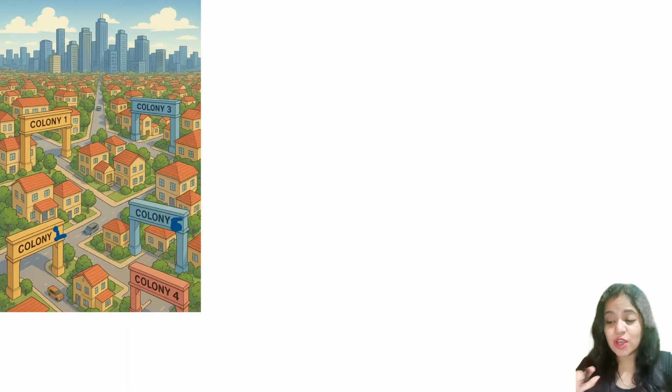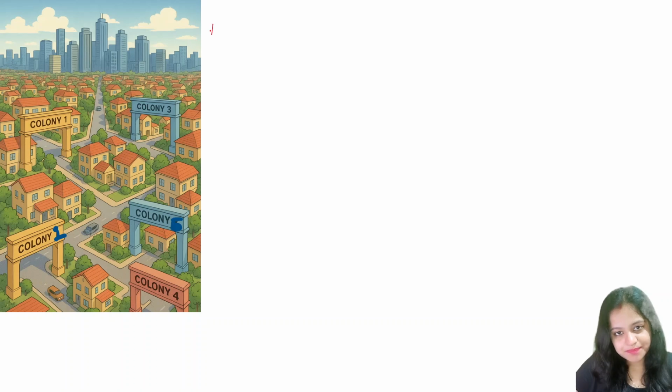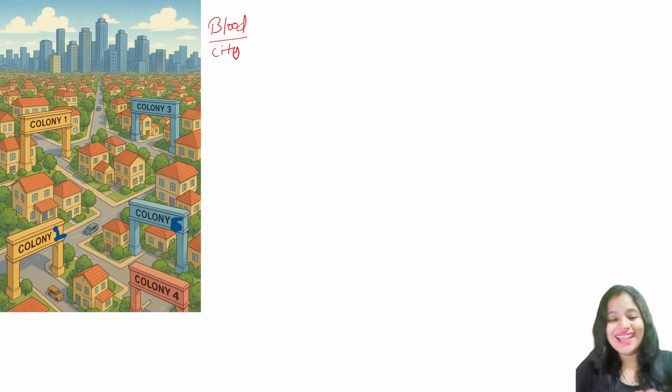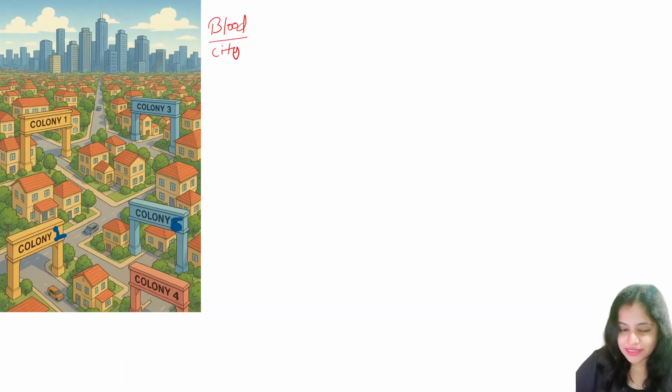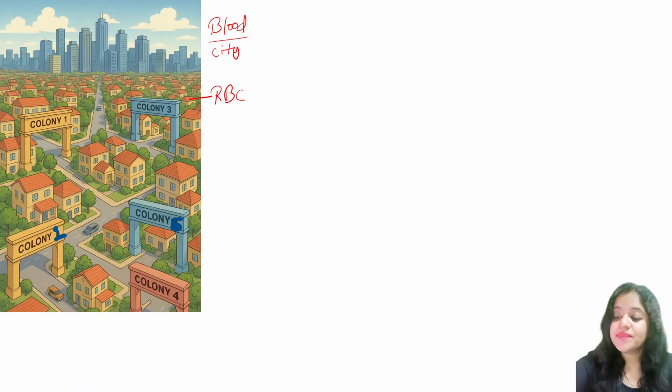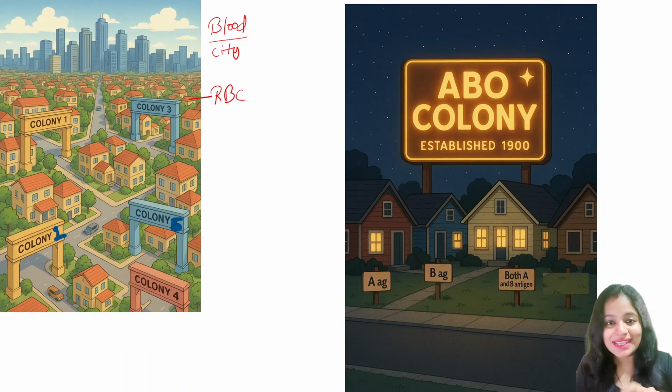Let's start. Now before we start, I want all of you to use your imagination a lot so that you can completely understand the concept of blood grouping. Okay. Now let's imagine this city here as a blood. Okay, this blood is your city, and in this city there are thousands of houses. Each house represents your RBC. Okay, in front of each house there is a nameplate present. This nameplate is the antigen on the surface of your RBC.